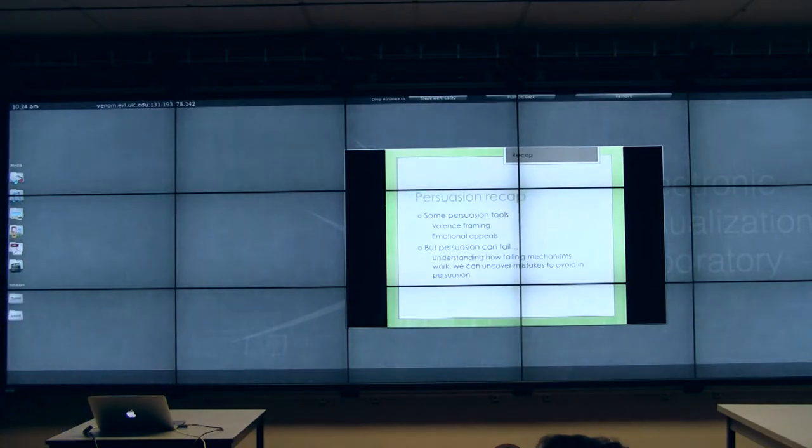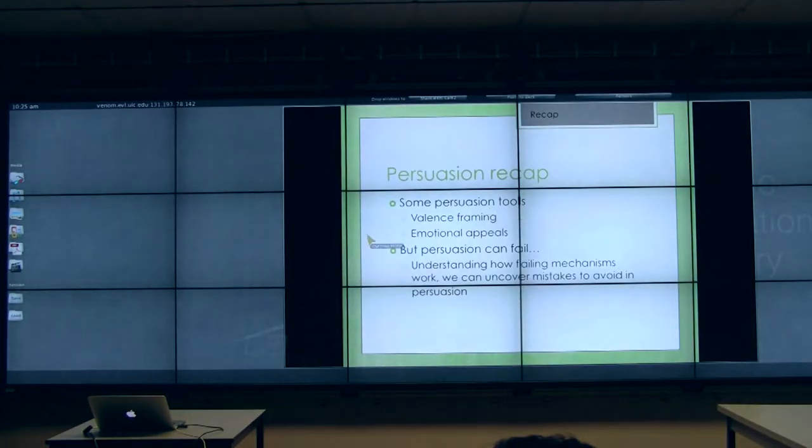All right, so let's recap on persuasion tools. We have balance framing, which can be very persuasive, and we have emotional appeal. So just with fear, you start realizing that persuasion can fail.